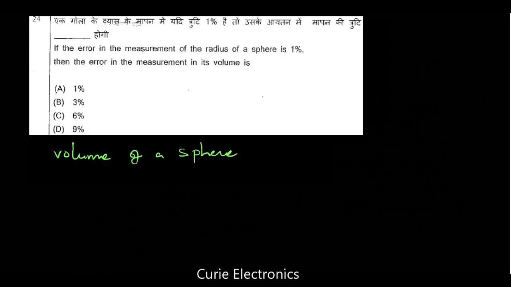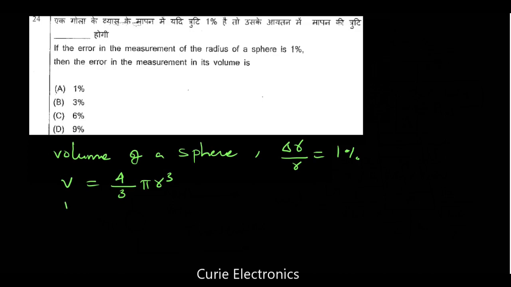Volume of a sphere, V equals 4 by 3 pi r cube. Here he is telling the radius measurement error, that is delta R upon R, which has given us 1%. V equals 4 upon 3 pi r cube. Now let's try to differentiate this.